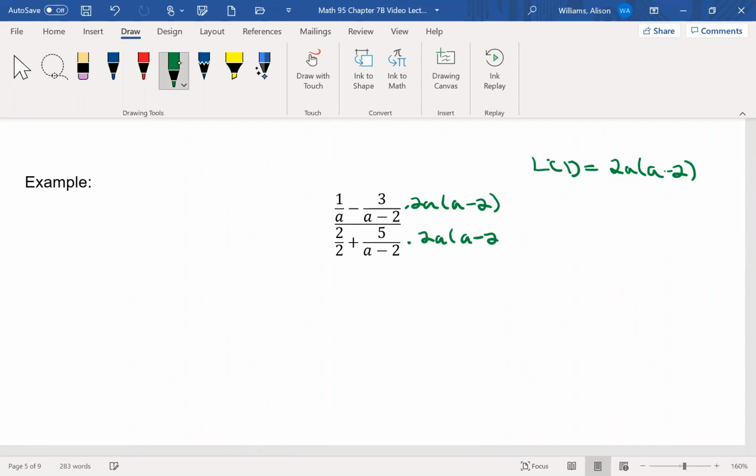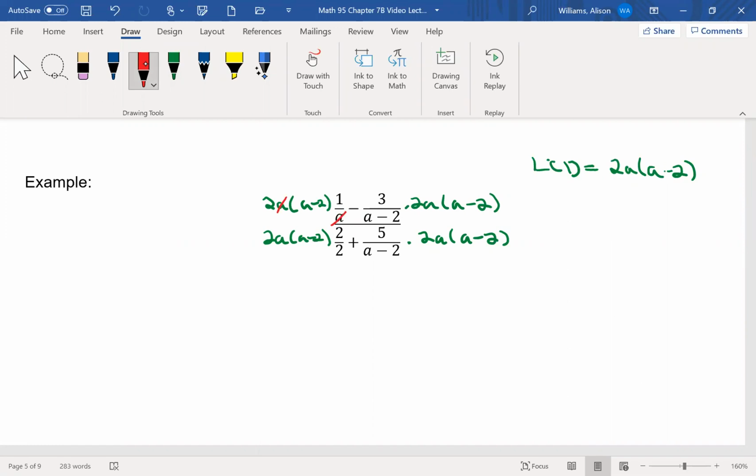2a, a minus 2, 2a, a minus 2, and 2a, a minus 2. And I'm going to cancel anything in the denominators that I see there. So in this very first fraction, the a's are going to cancel. And I'm left with, well, okay, so I could just multiply that out.